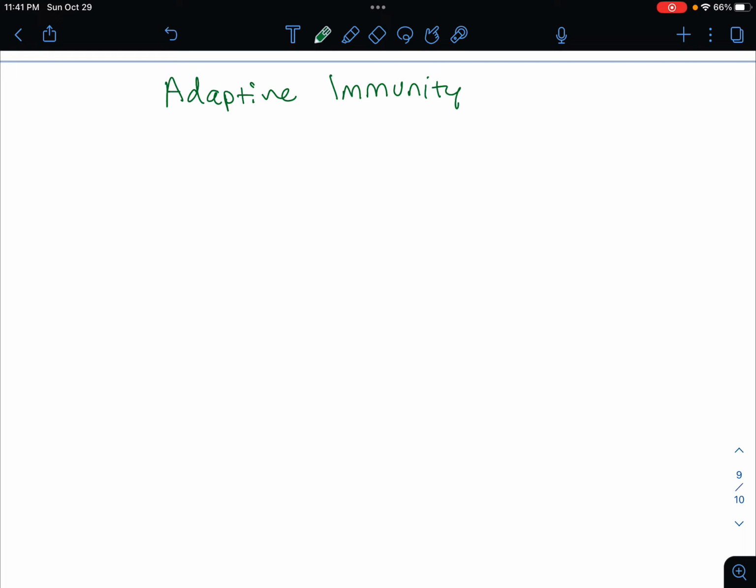Adaptive immunity is different from innate immunity because innate immunity is the generalized response. You have inflammation, you have fever. You're only looking at pattern recognition in innate immunity. However, in adaptive immunity, this is when you get your specificity with antigens and antibodies, and also your lymphocytes.